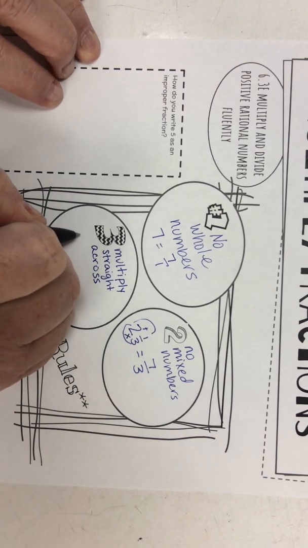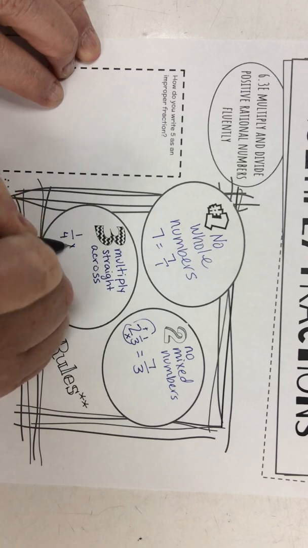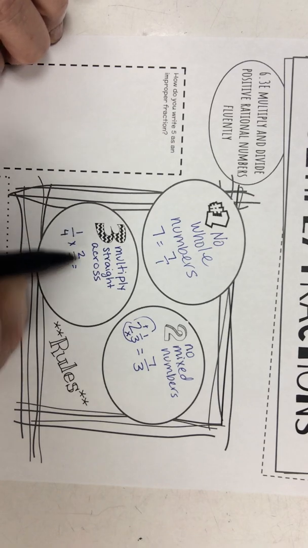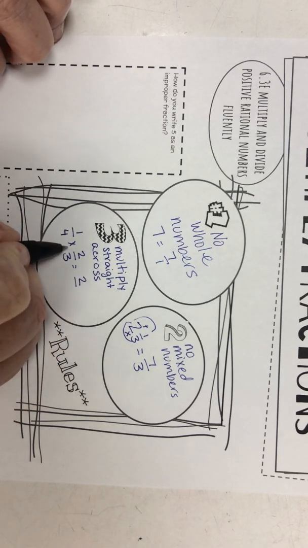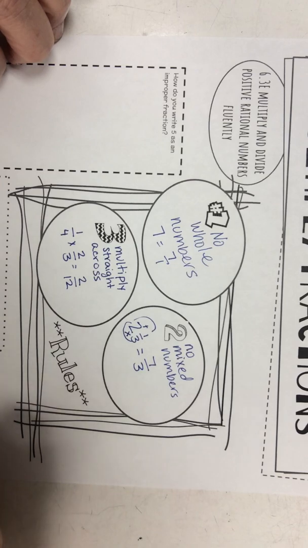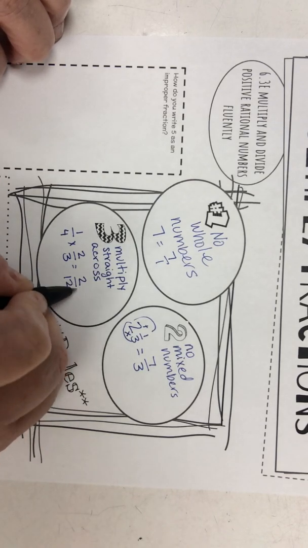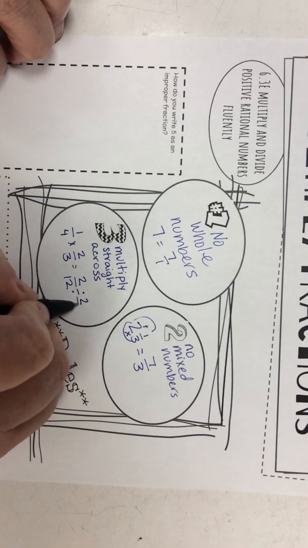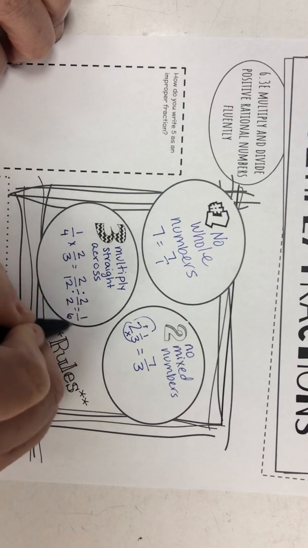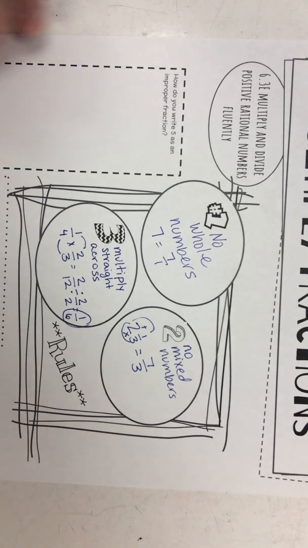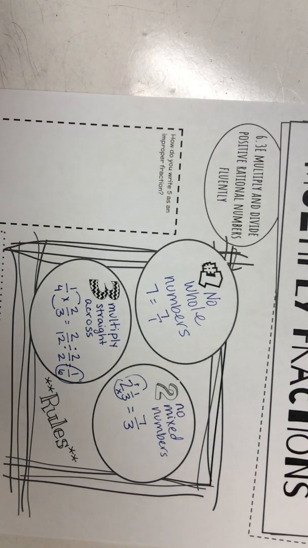So let's say I'm going to do 1/4 times 2/3. On that problem, I'm going to go 1 times 2 is 2, 4 times 3 is 12. And don't forget to simplify. I could simplify that fraction by dividing them both by 2. I'm going to get 1/6, and that is your answer. Numerator times numerator, denominator times denominator. It's that simple.